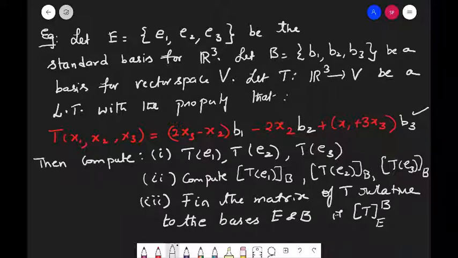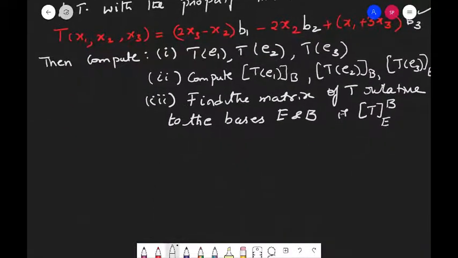Then compute. First point is T of E1, T of E2, T of E3, and the second one, compute the coordinates of these. What do you mean by this? Coordinate of T of E1 with respect to basis B. Similarly, coordinate of T of E2 with respect to basis B, and coordinate of T of E3 with respect to basis B. And the third point is find the matrix of T relative to the basis E and B. That is, matrix of T relative to the basis where the domain basis is E and the codomain basis is B. Now let us work out this problem.